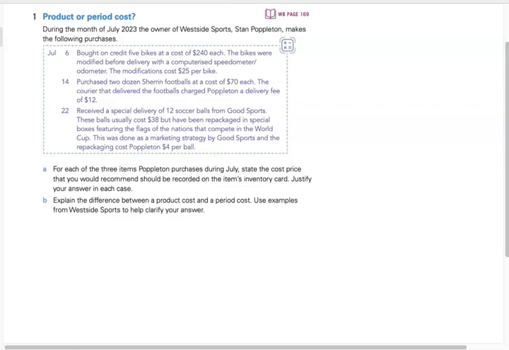So it is a really important part of accounting to think through what is the cost of our inventory. This question has two components. Part A, which is what we're going to focus on, is going to look at three items that Poppleton has purchased. Dan Poppleton is the owner of Westside Sports, and there have been three purchases on July 6th, July 14th, and July 22. Our first question is to think about what is the cost price that you would recommend allocating for each of these purchases, and that would ultimately be the cost price that we would allocate into our inventory card.